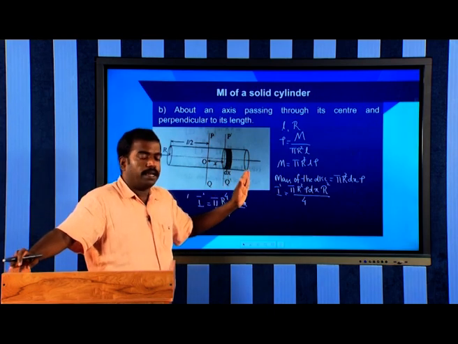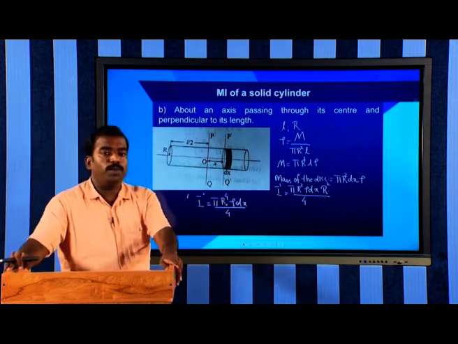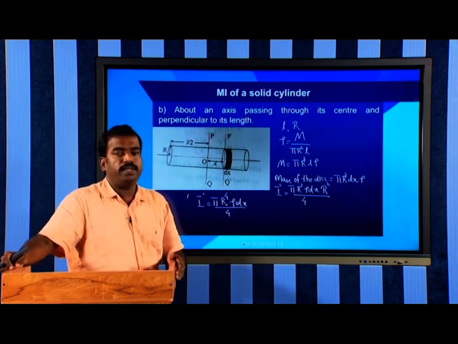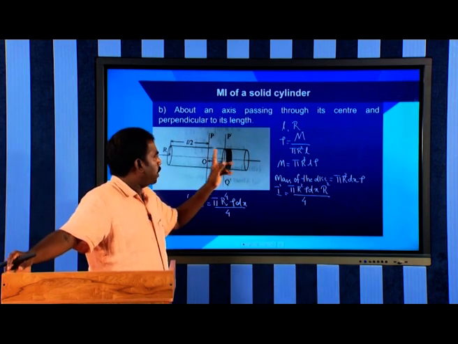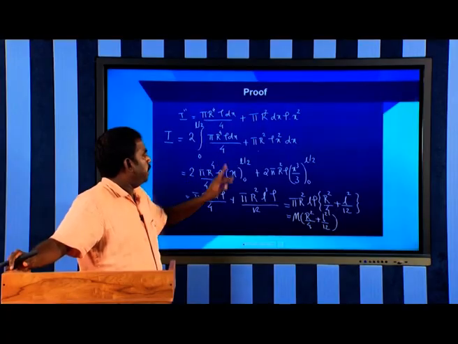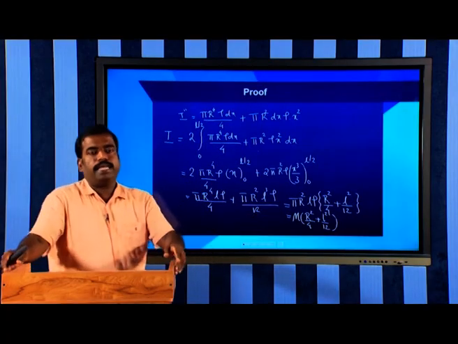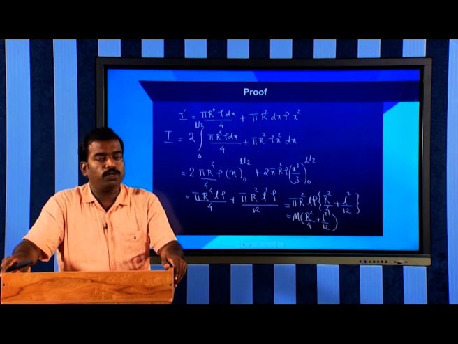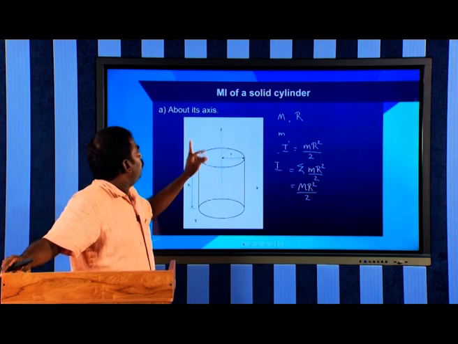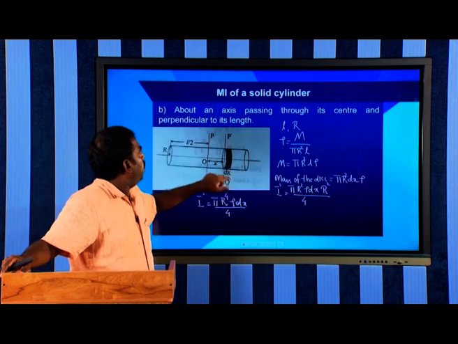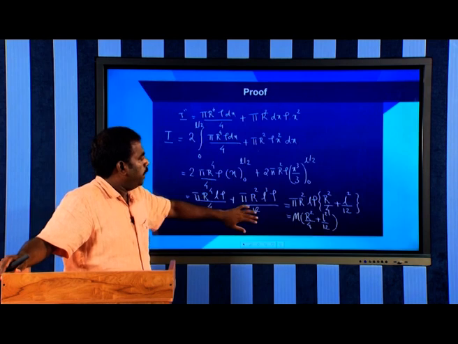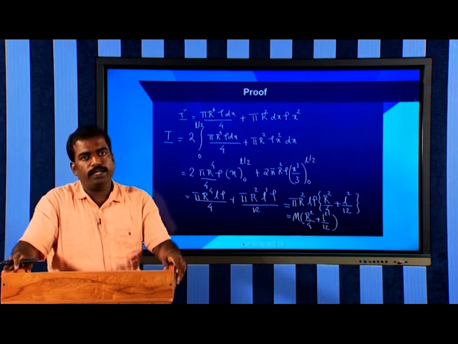First you have to consider a circular disc, then find the moment of inertia of the circular disc about the axis p dash q dash, which is nothing but about its diameter. Then find the moment of inertia of the circular disc about p q. Then integrate the expression and rearrange, and you will get m into r square by 4 plus L square by 12. So this is the moment of inertia of the cylinder about two axes. First, about its own axis, it is m r square by 2, and about an axis passing through its center and perpendicular to its length, it is m into r square by 4 plus L square by 12.